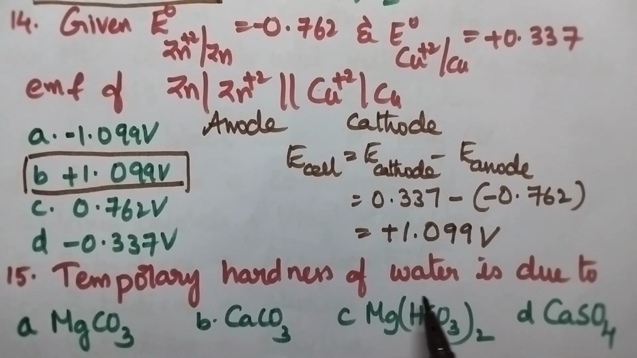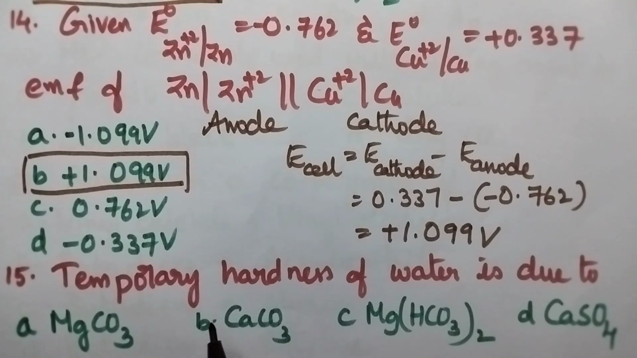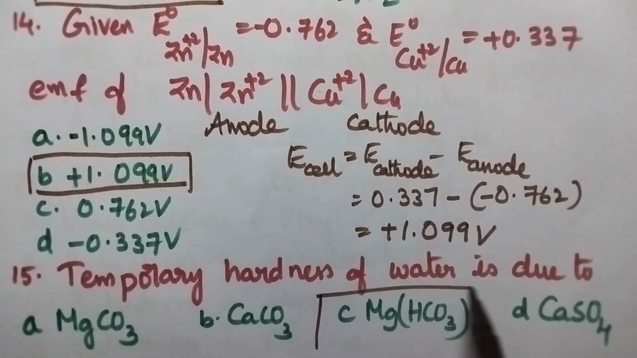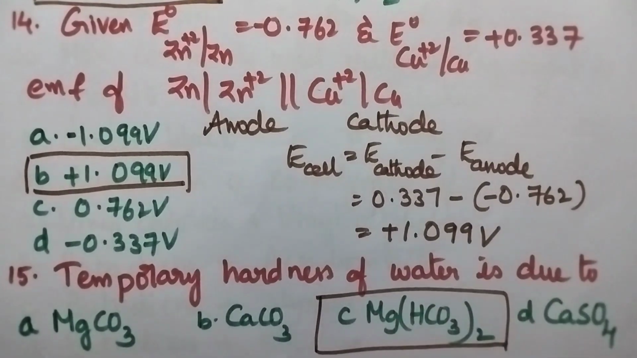Hence option B is the right answer. Temporary hardness of water is due to A. Magnesium carbonate, B. Calcium carbonate, C. Magnesium bicarbonate and D. Calcium sulfate. Temporary hardness is also known as carbonate hardness and it is due to magnesium bicarbonate and calcium bicarbonate. Hence option C is the right answer.